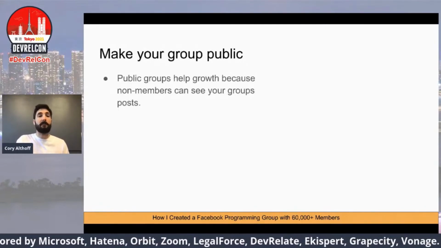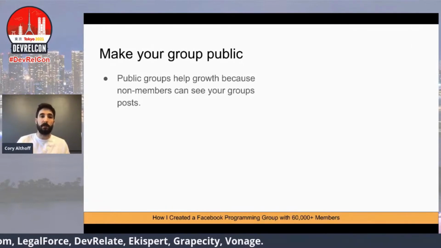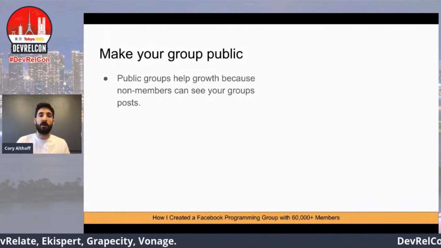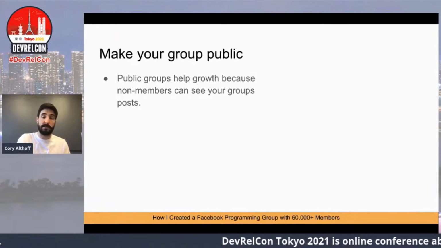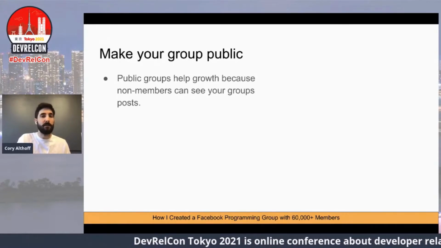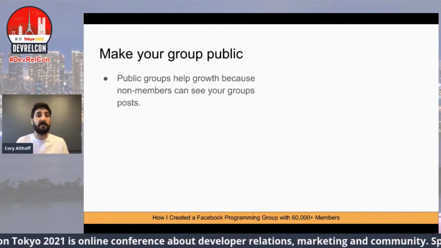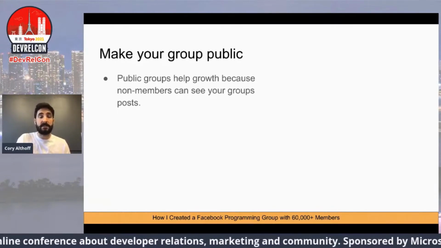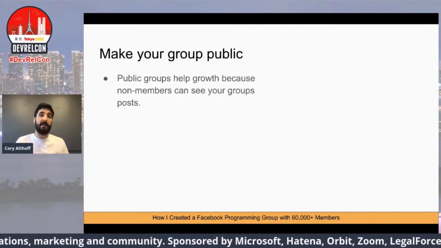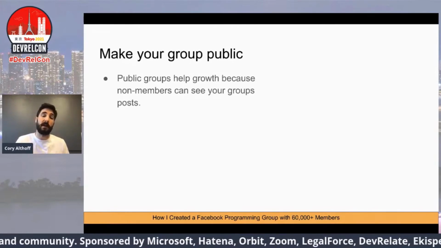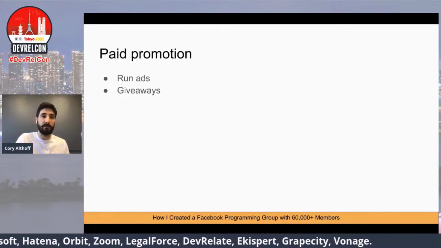Well, one tip I have for you is to make your group public. When you're creating a group, you have the option to make it either private or public. But public groups help growth because non-members can see your group's posts. So this was a big debate when I was starting my group. Some people wanted it to be private. Some people wanted it to be public. Some people had concerns that they wouldn't be as willing to share questions if the group wasn't private. But making my group public was one of the best decisions I ever made, because basically someone will join the group and post, and then that post will get pushed to their friends and they will then join the group. And that has led to a lot of the organic growth that we've had.